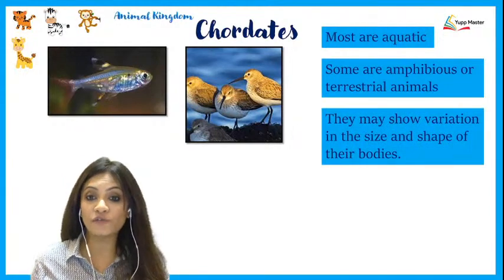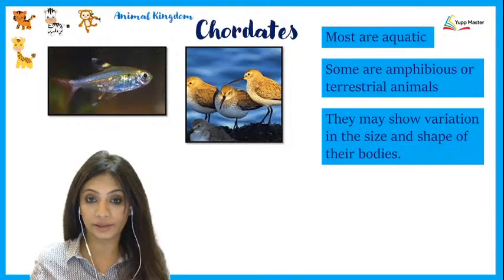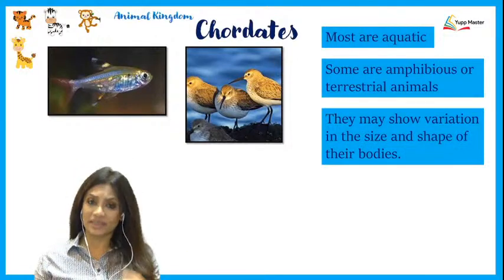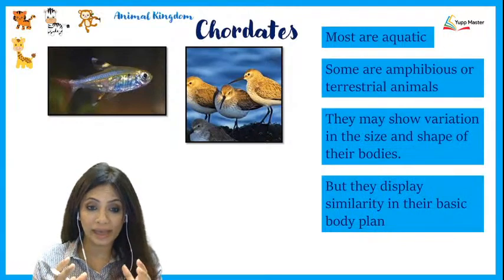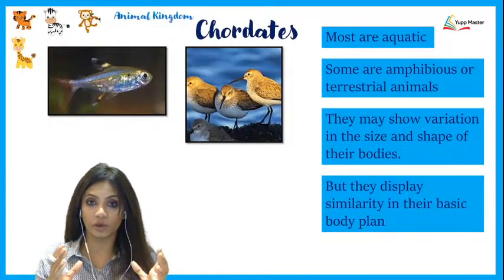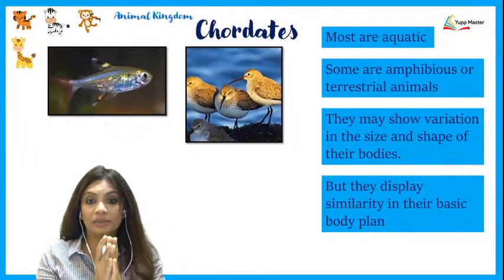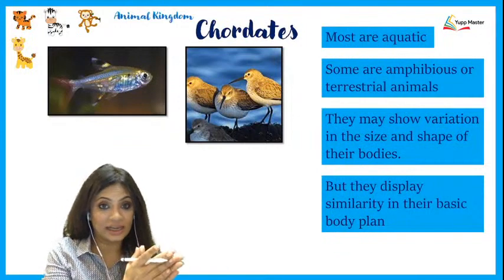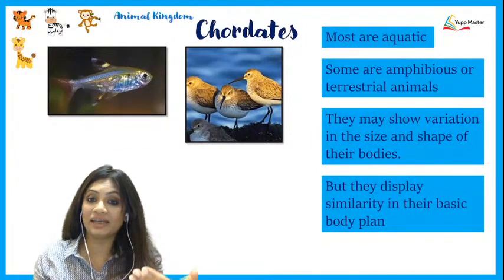They may show variation in the size and shape of their bodies. But basically, the normal body plan of all the chordates is going to be the same. We know the different body plans, don't we? We have a body plan that is either a cell aggregate, like we had seen in Porifera, or a blind sac.